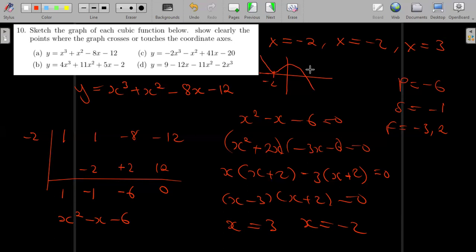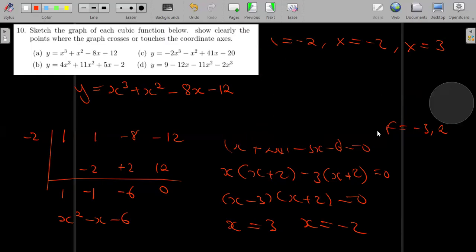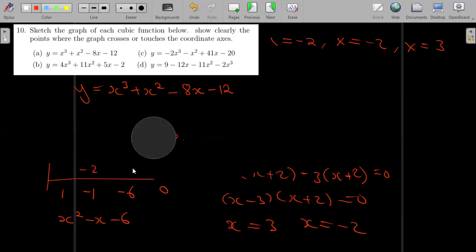Instead, that same point will be the turning point of our graph. One of the turning points of our graph. Okay, I hope that's clear. I don't know if there's any question so far. Are we still together?